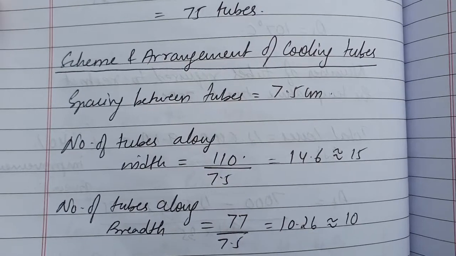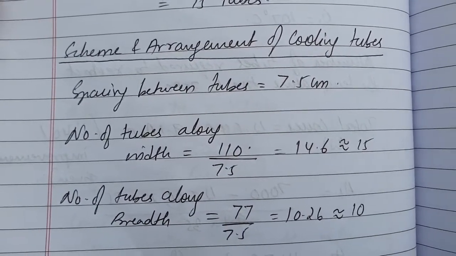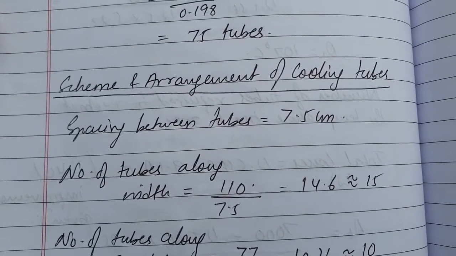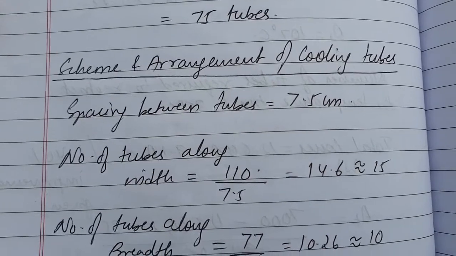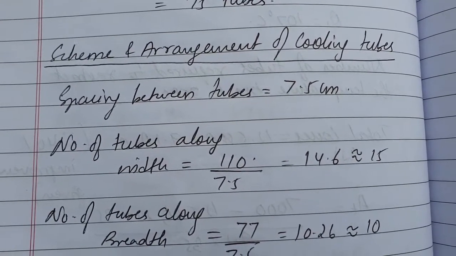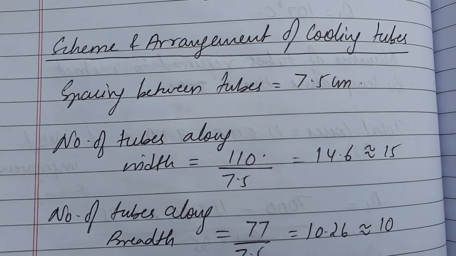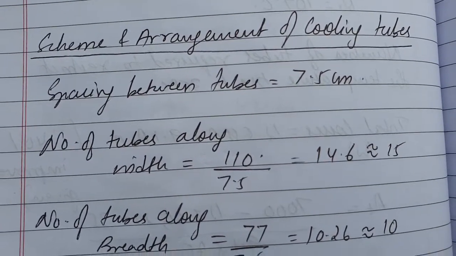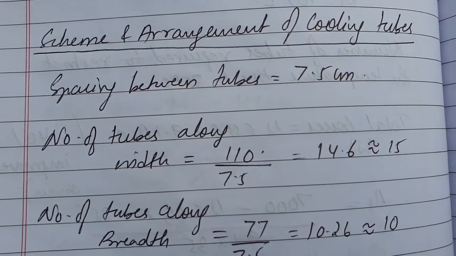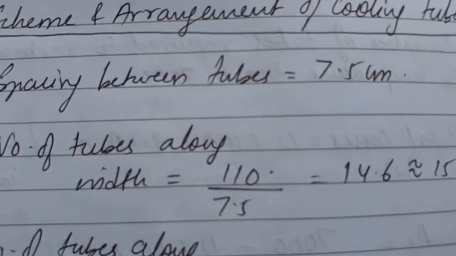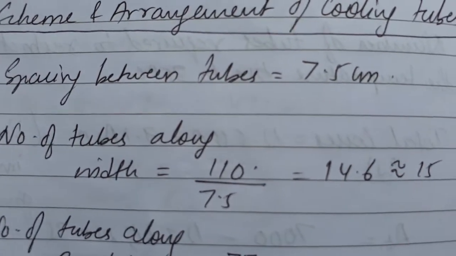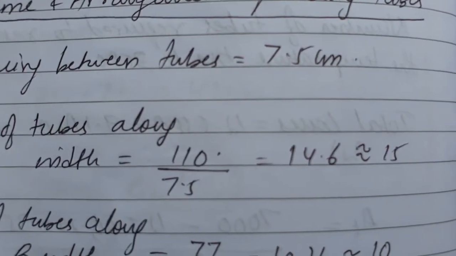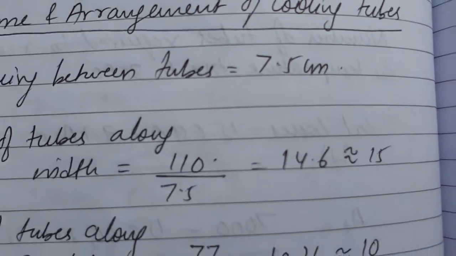Next, let us understand the scheme and arrangement of cooling tubes. The spacing between tubes is 7.5 centimeter by default. Therefore, the number of tubes arranged along the width can be calculated as the width of transformer tank divided by 7.5. So therefore the answer is 14.6. After rounding it off to the nearest value, it is 15.